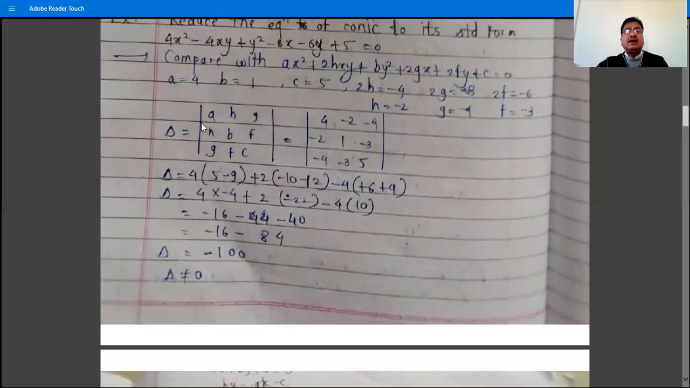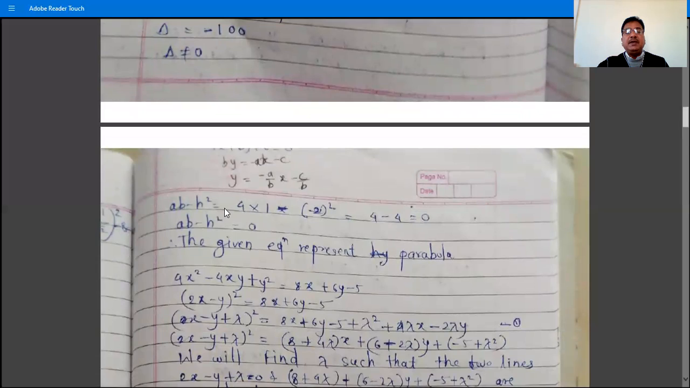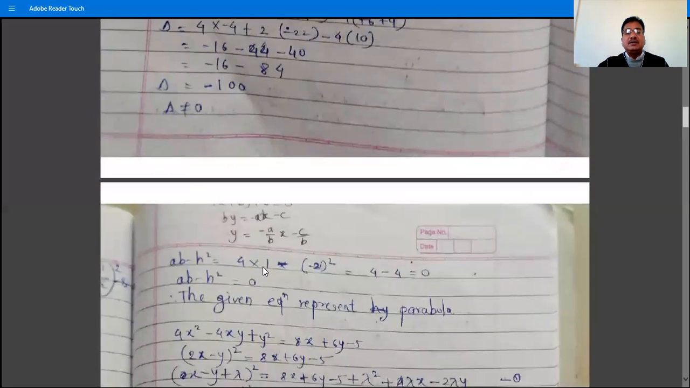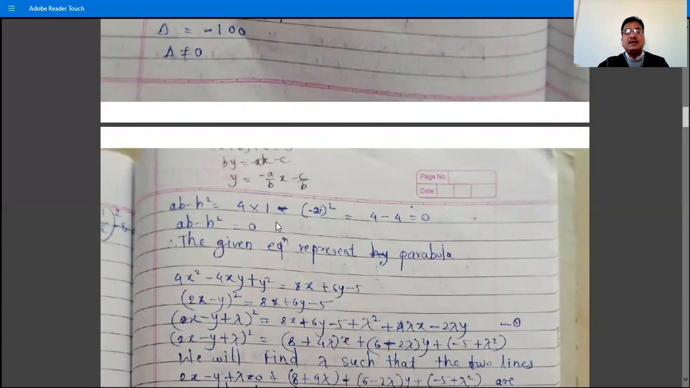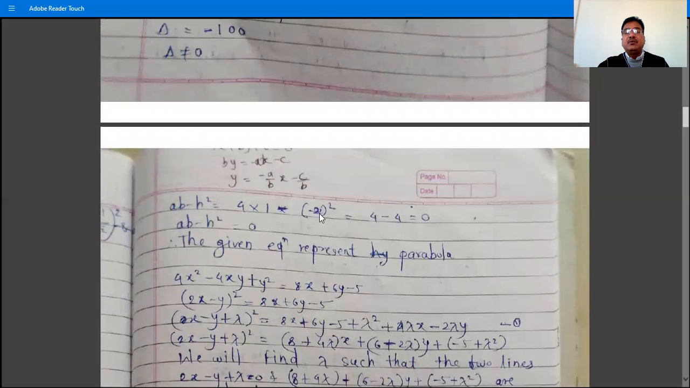Then write delta as a determinant AHG, HBF, GFC, and write the values of all these. We have this determinant. Solve this determinant. We have the answer minus 100, and therefore delta is not equal to 0. Then find AB minus H square now. A is 4, B is 1. So A into B is 4, minus H square, H is minus 2, its bracket square. So what do we have? 4 minus 4, that is equal to 0. And so AB minus H square is 0, and therefore the given equation represents parabola.